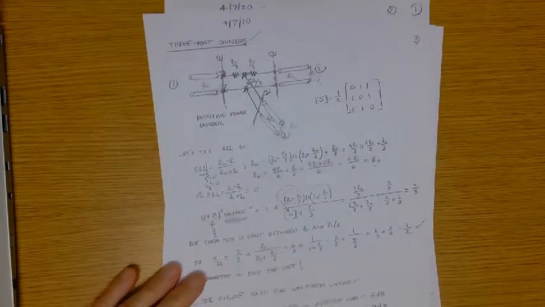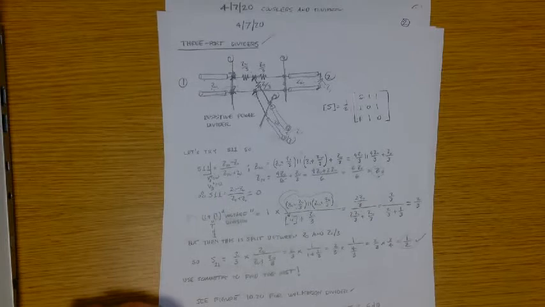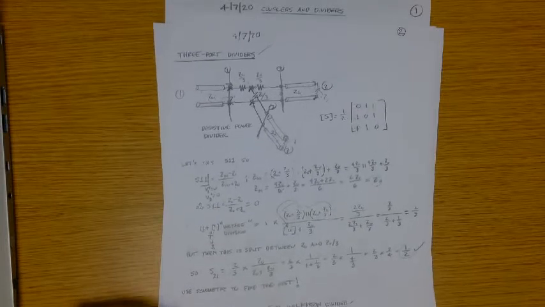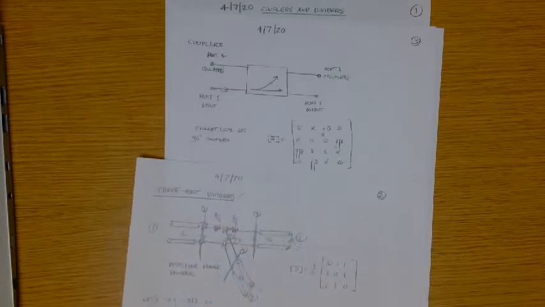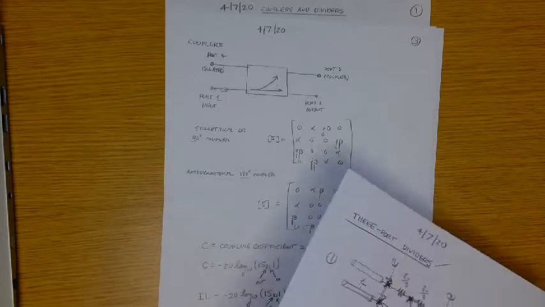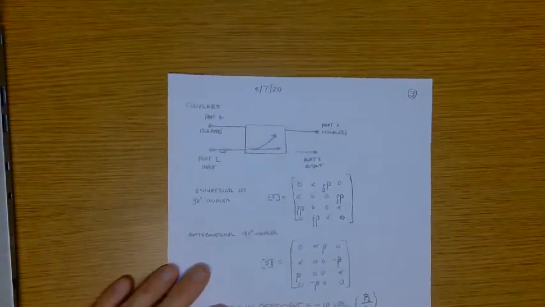Okay, so resistive and Wilkinson. The resistive has 6 dB insertion loss, the Wilkinson power divider only 3 dB. Okay, moving on. So now what are we doing?